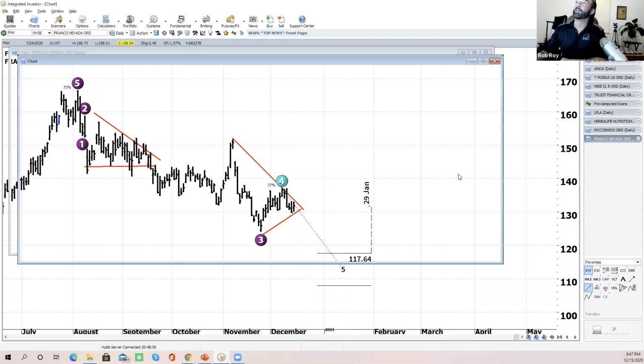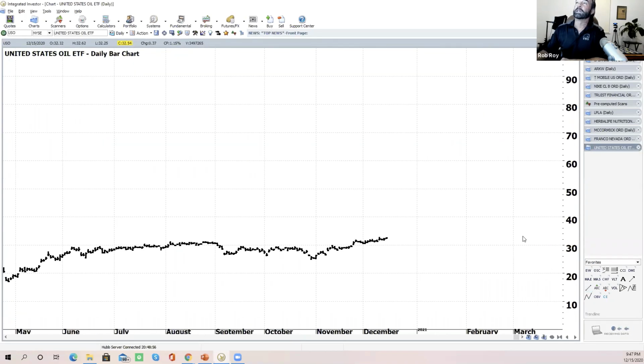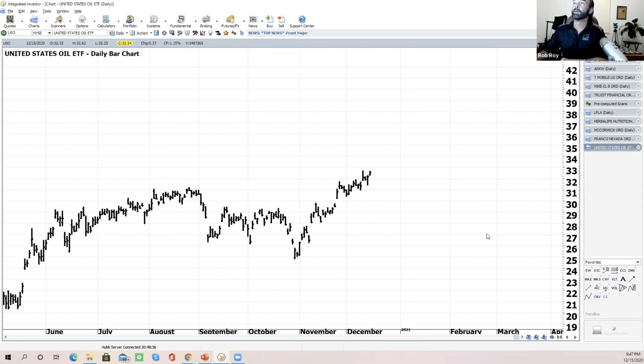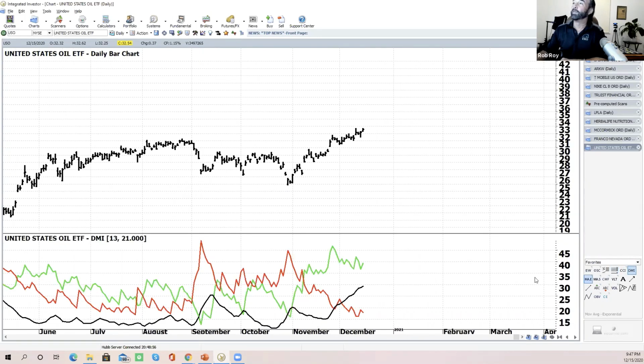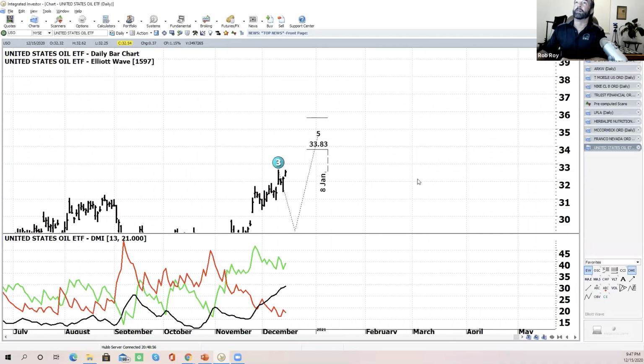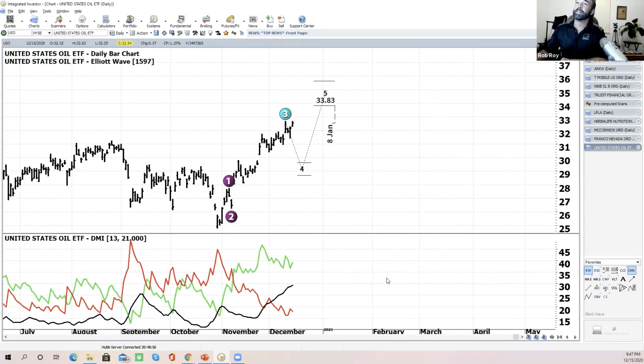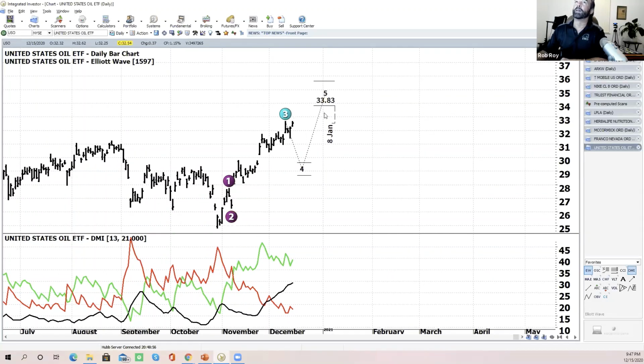Oil, last I looked, wanted to go higher. Here's USO, and it still looks like it wants to go higher. So we're in a wave 3. Not too great to look at this for prices at the pump, if you will, but I think $50 a barrel is probably where we're going in oil.